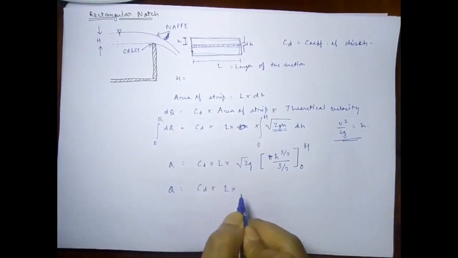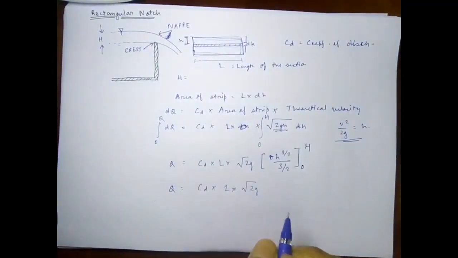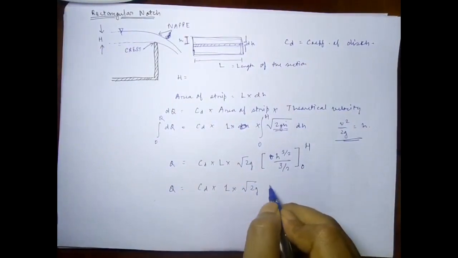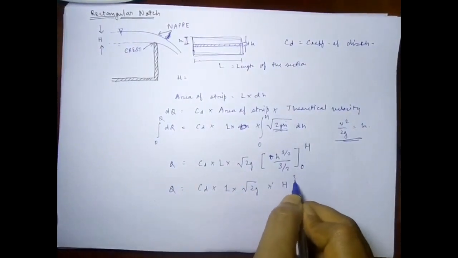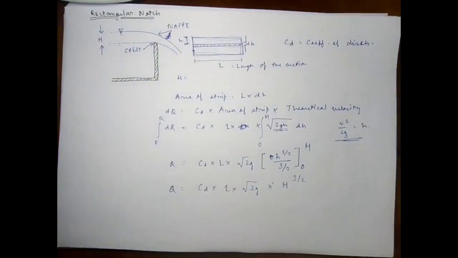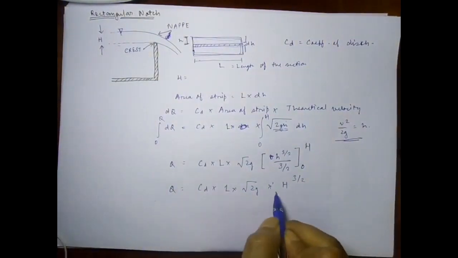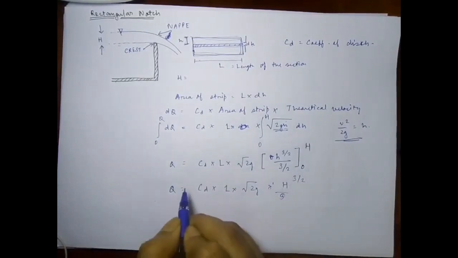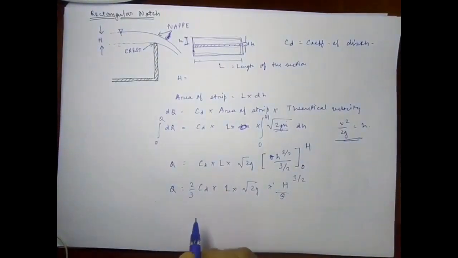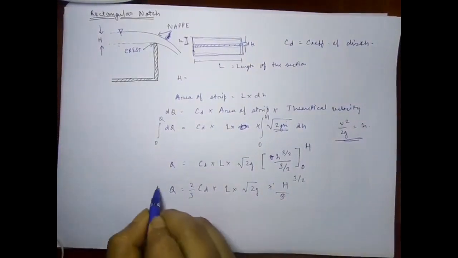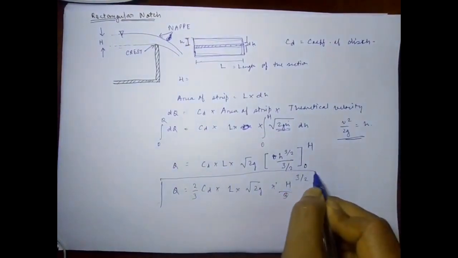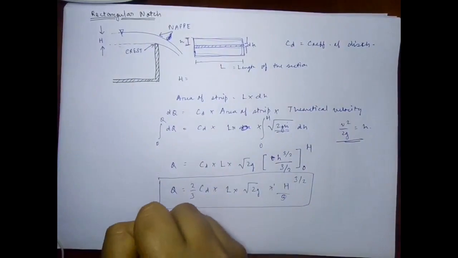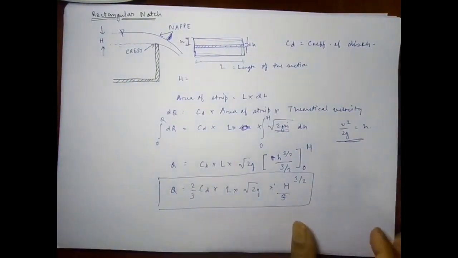At the end, Q will be equal to CD times L times root 2g times capital H to the power 3 by 2 upon 3 by 2, and we can write it with a new coefficient as 2 by 3, and this is the discharge through a rectangular notch.